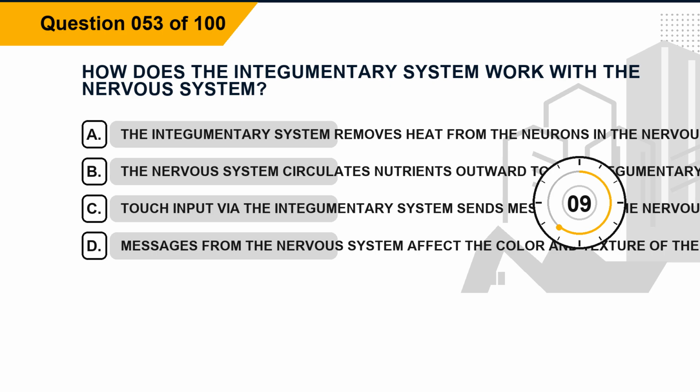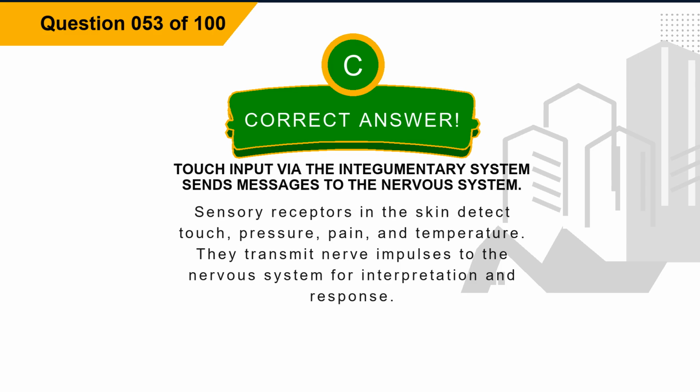Option C, touch input via the integumentary system sends messages to the nervous system. Option D, messages from the nervous system affect the color and texture of the skin. The correct answer is option C, touch input via the integumentary system sends messages to the nervous system. Explanation. Sensory receptors in the skin detect touch, pressure, pain, and temperature. They transmit nerve impulses to the nervous system for interpretation and response.